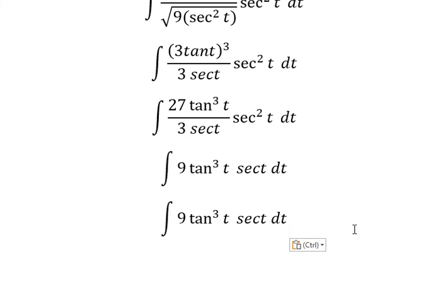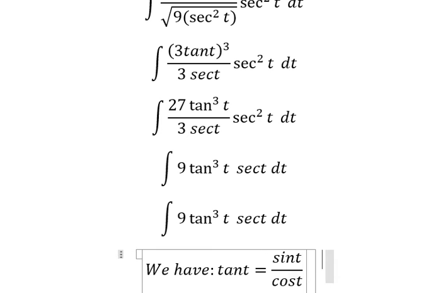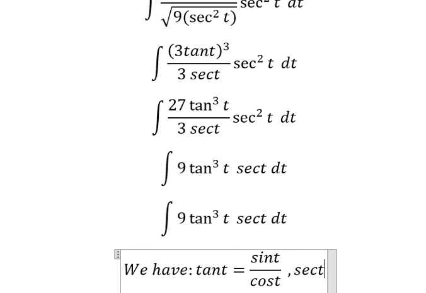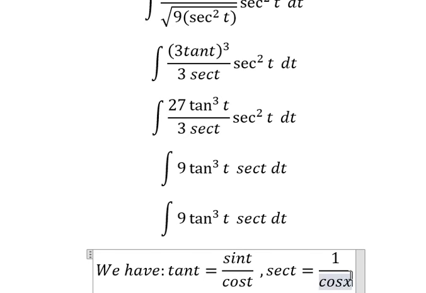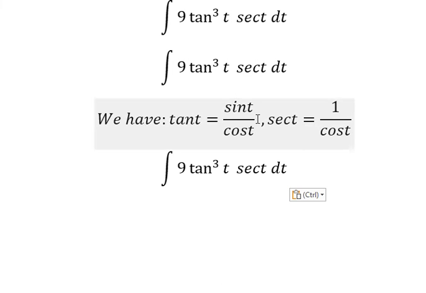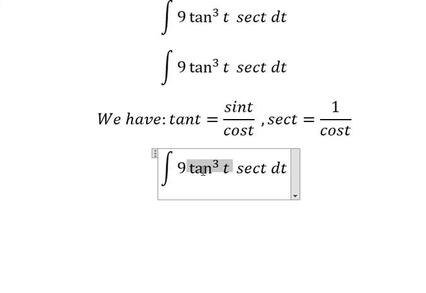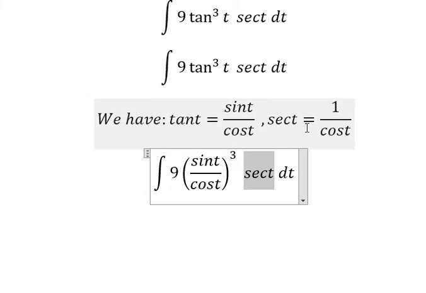So we have the formula in here. Tan t equals sin t over cosine t. And secant of t, we have 1 over cosine t. So we put this one going here. Secant of t we change by this one.